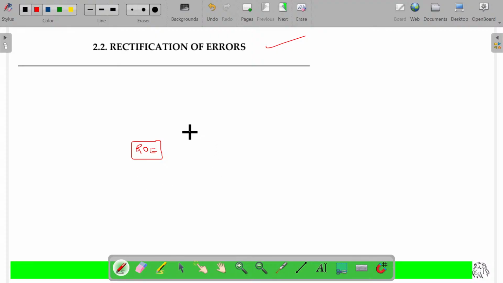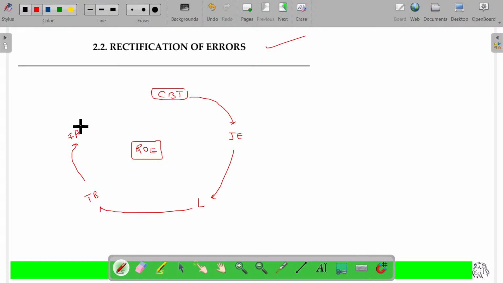From the journal entry, cash business transaction. From there, you pass the journal entry, prepare ledger, and prepare the trial balance. Trial balance is the base for final accounts. Final accounts has three blocks: trading, P&L account, and balance sheet.